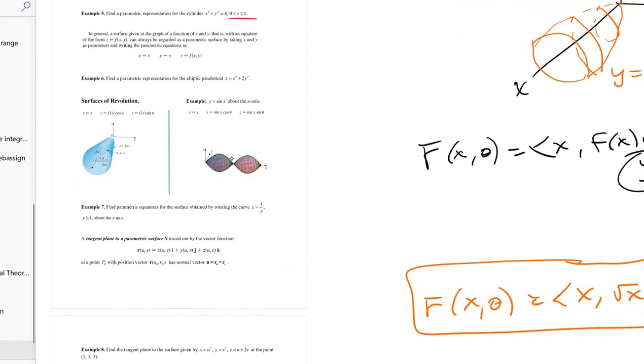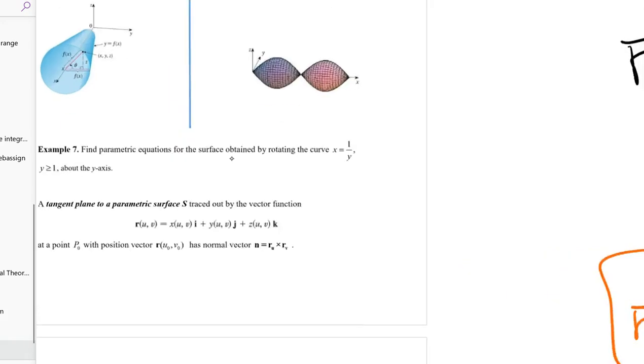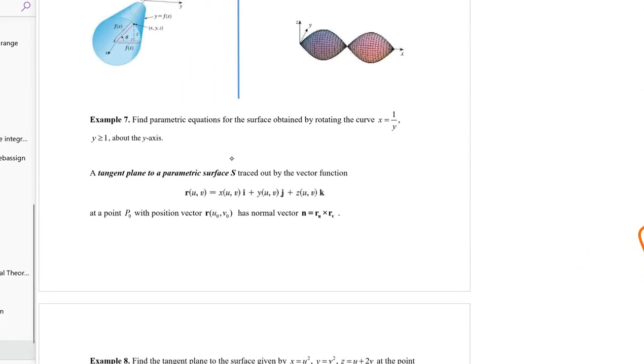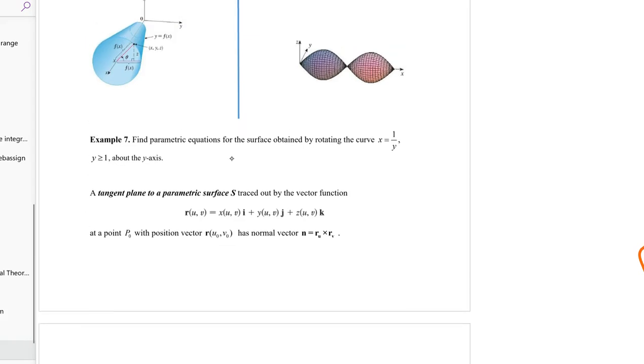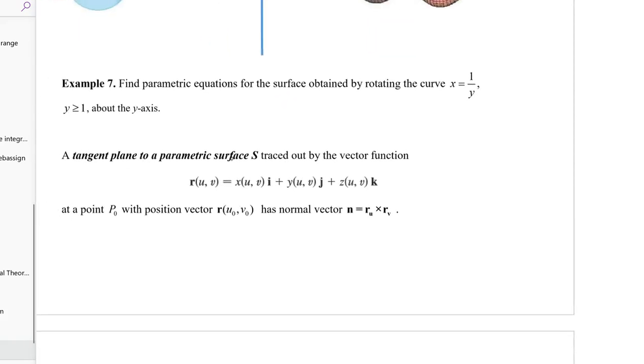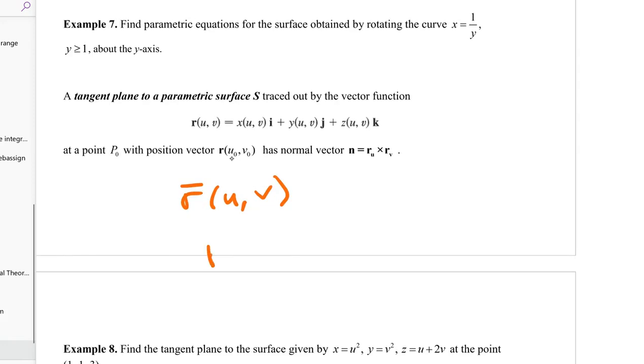Now, tangent planes, I'm going to let you go through this, but basically, whenever you have a parametrization r of uv or x theta or whatever, in order to find the tangent plane, you're going to do r sub u cross r sub v, and you find that'll be your normal vector.